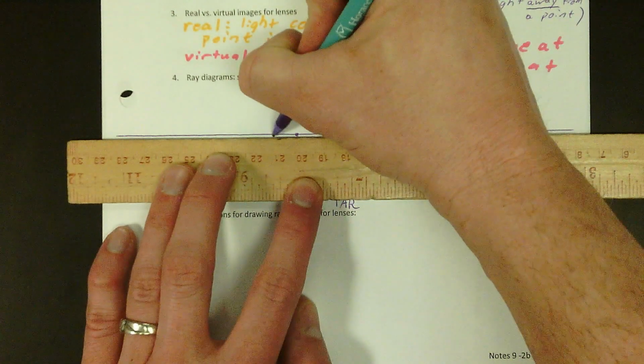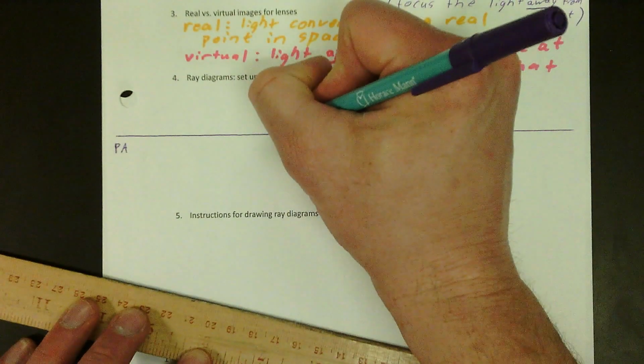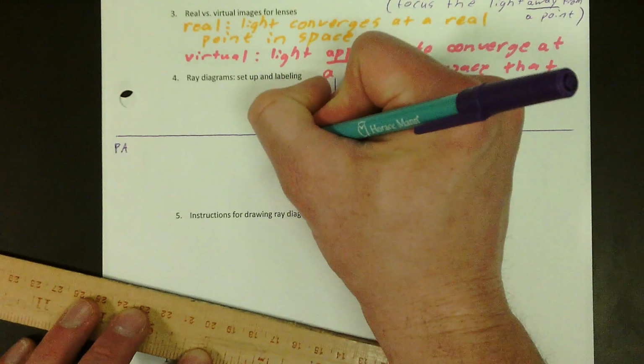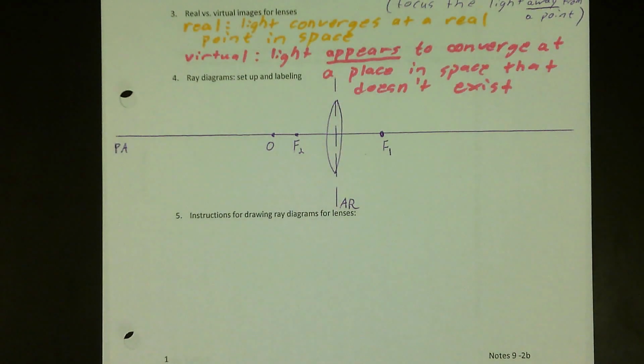So you put a dot at that point. You write O for object. The object is always on the left. Always, always on the left. And then you draw the object.